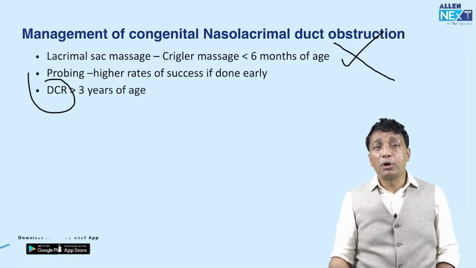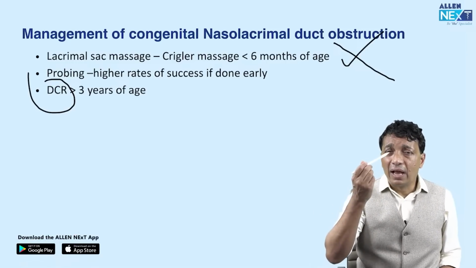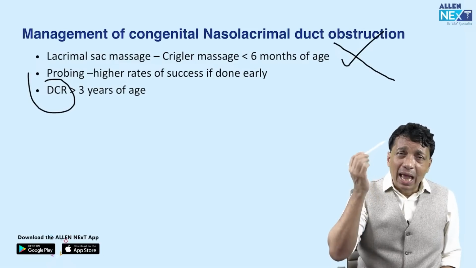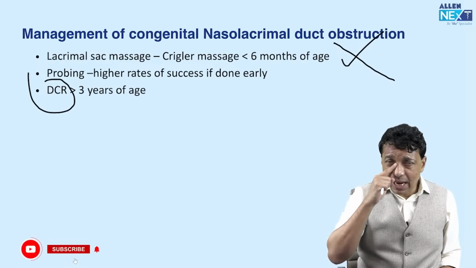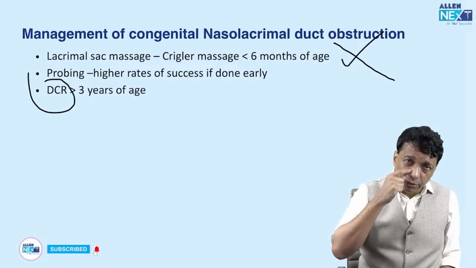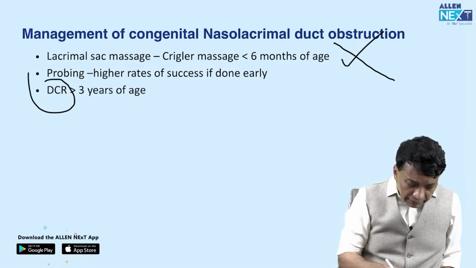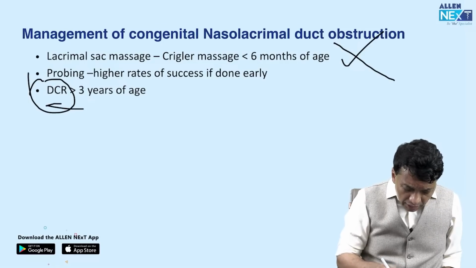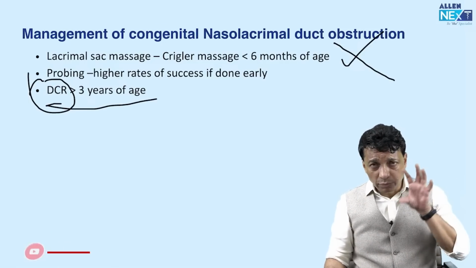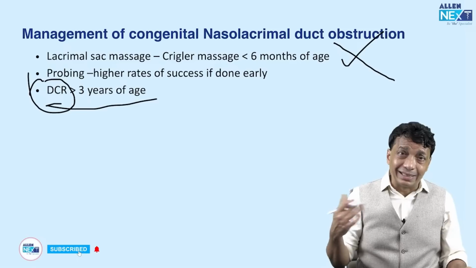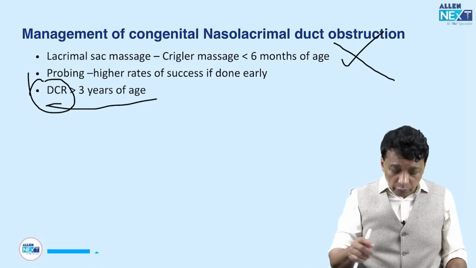DCR, dacryocystorhinostomy, where you open the valve, you make mucosal flaps and connect the lacrimal sac directly to the middle meatus of the nose, because we cannot canalize the NLD further. But DCR is definitive treatment, but is done only after 3 years of age, not before that, because the growth of the nasal bones must be complete before we attempt that.